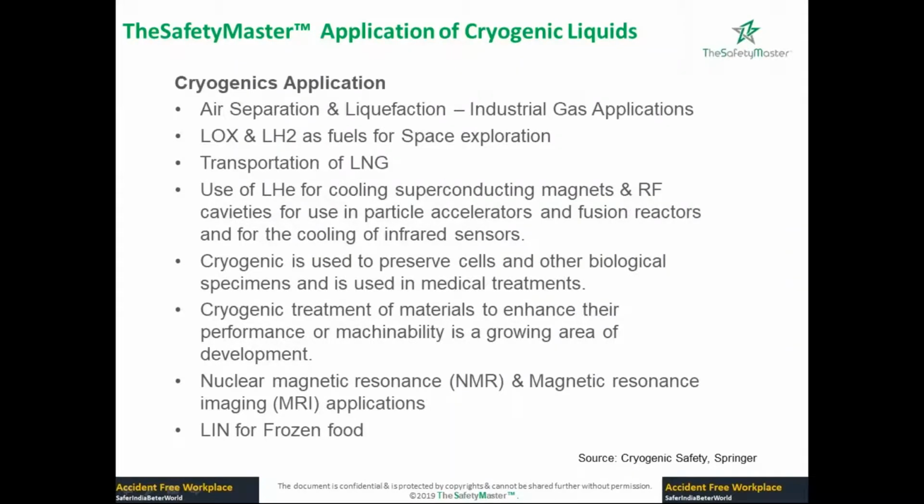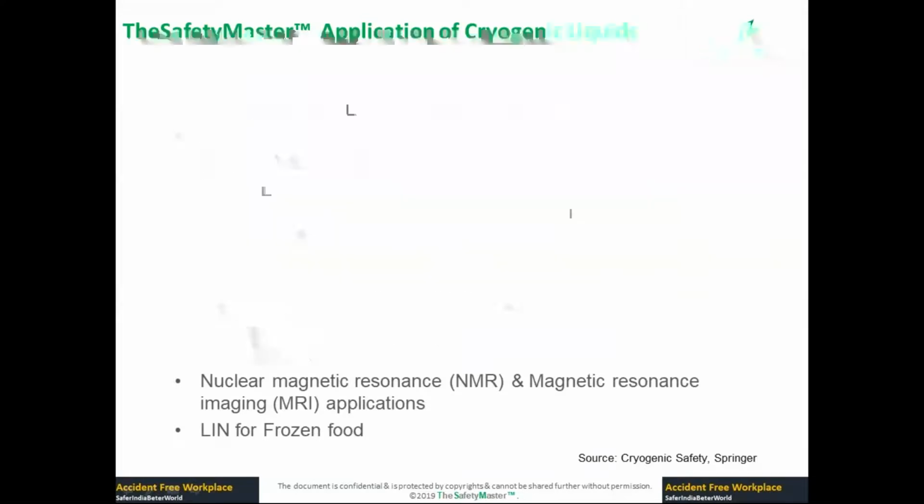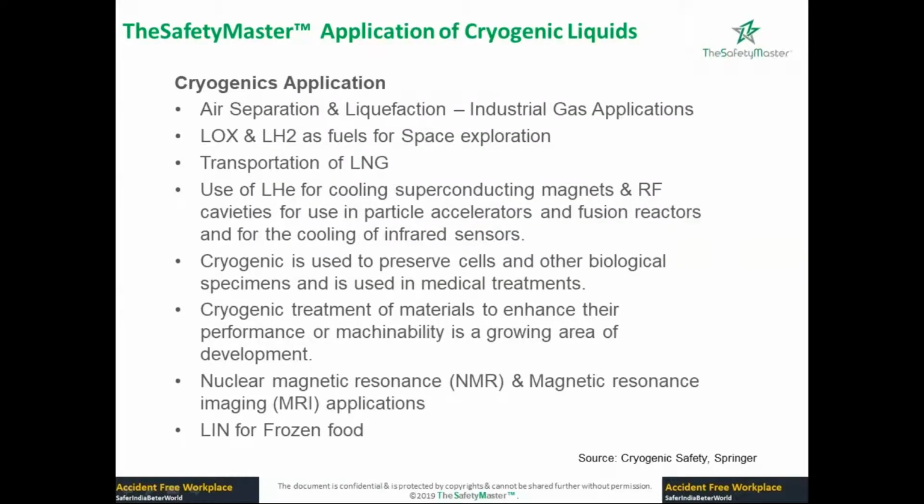Now, see, cryogenic liquids are used to preserve cells. For example, in veterinary industries, they use this for storing semen. It's also used in the biological field, for storing kidneys, other cells or organs. All these things can be stored at cryogenic temperatures, and cryogenic treatment can enhance the performance and machinability of materials in the area of development.